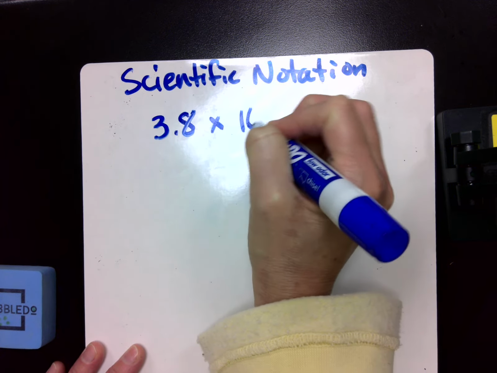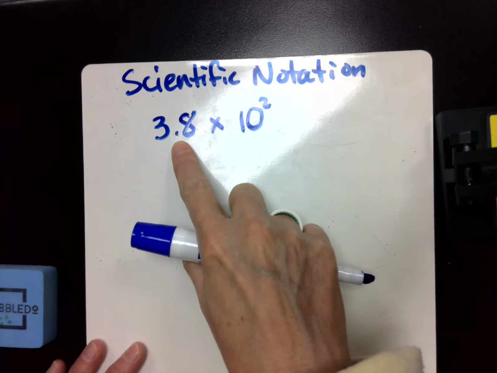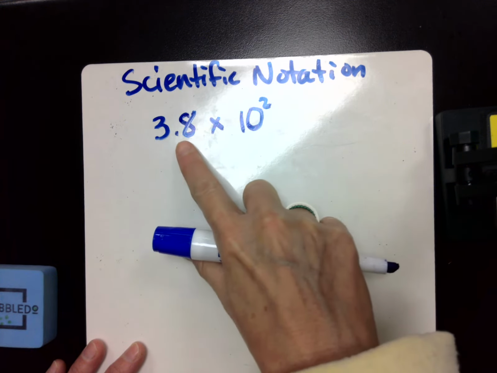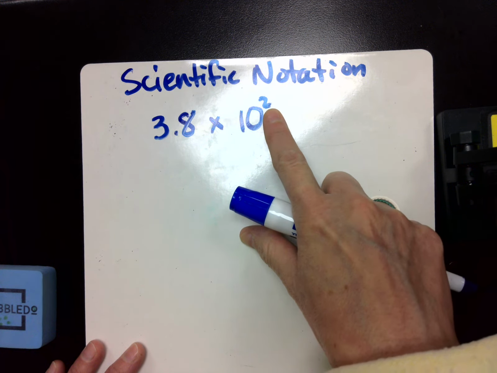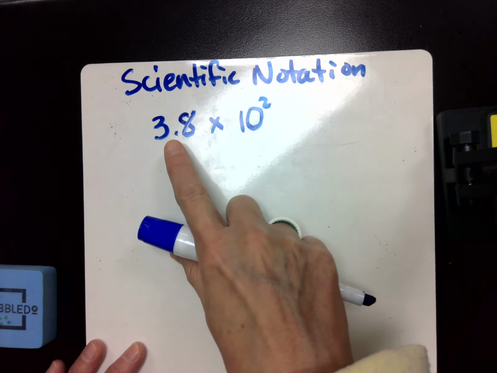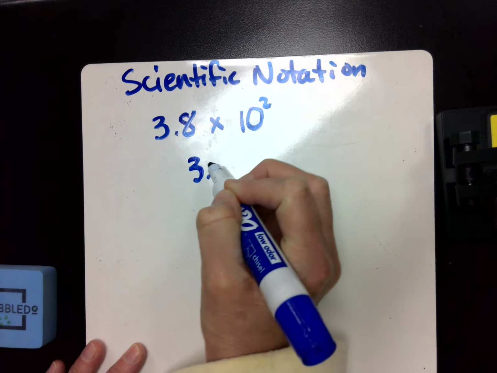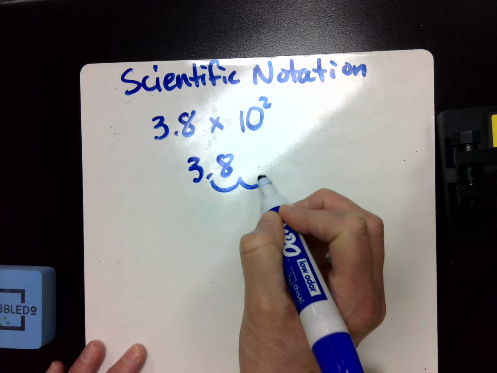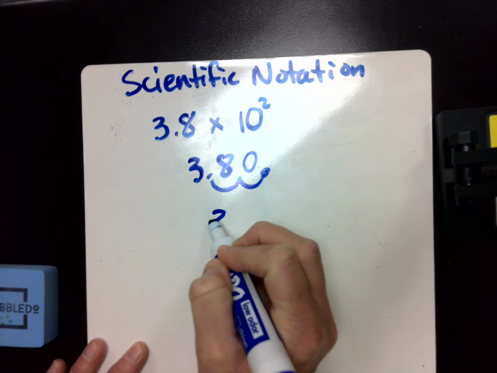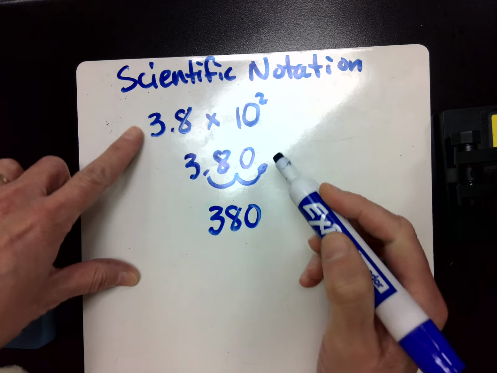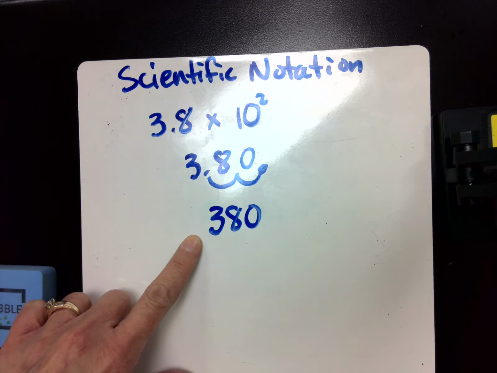3.8 times 10 to the second power, you would look at your decimal and look at the exponent and know that you're going to have to move your decimal 2 spaces. Since it's positive, you move your decimal 2 spaces to the right. So I'd go 1, 2, there's my new decimal. I'd put in a placeholder and write down my answer. So 3.8 times 10 to the second power is 380.